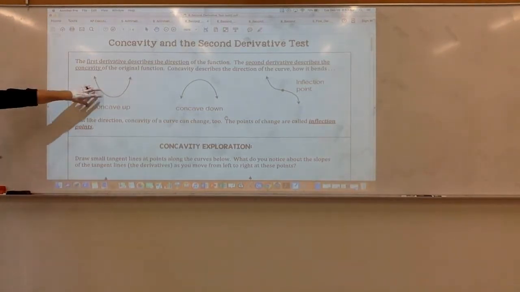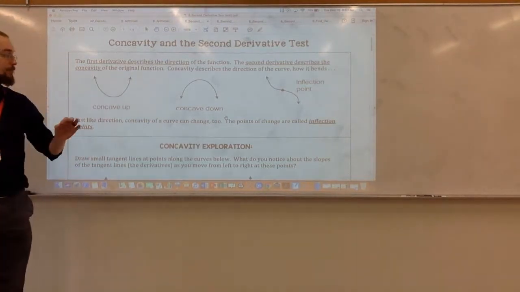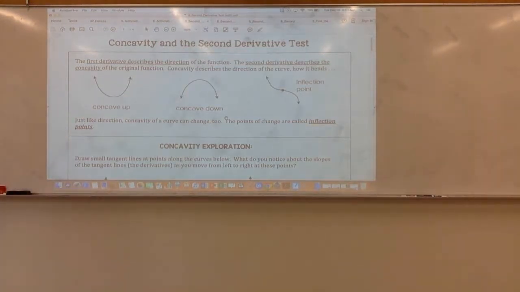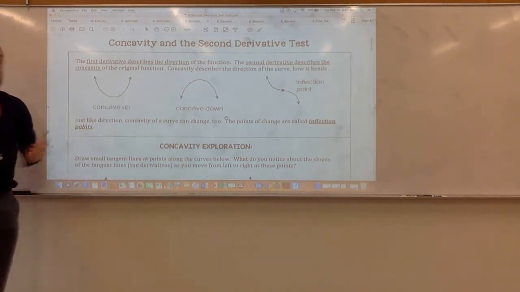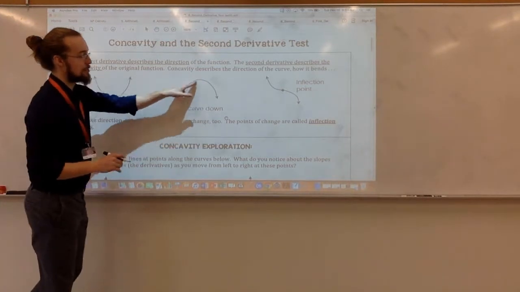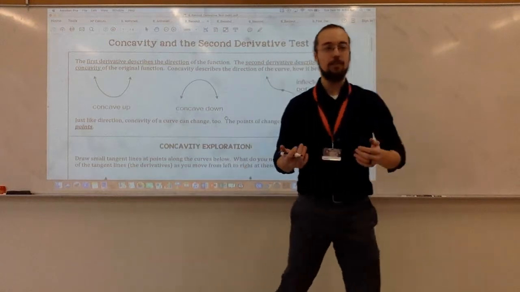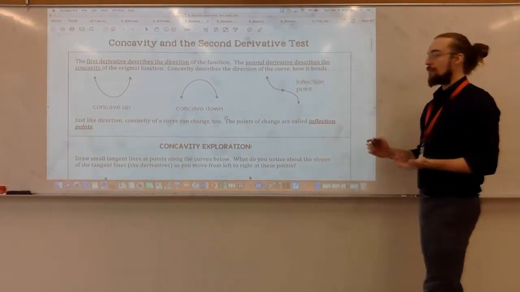Oh, okay. So the second derivative is going to tell us where our original function is concave up, concave down, and where we have inflection points. Concave up means my function is facing up. A piece that looks like this is concave up. A piece that looks like this is concave down. And a point where we change concavity from concave up to concave down or vice versa is called an inflection point.